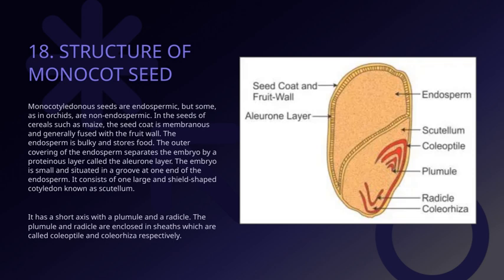Understanding this structure is fundamental because it highlights how monocots are uniquely adapted for rapid germination and growth, which ties into their overall survival strategy in various environments.